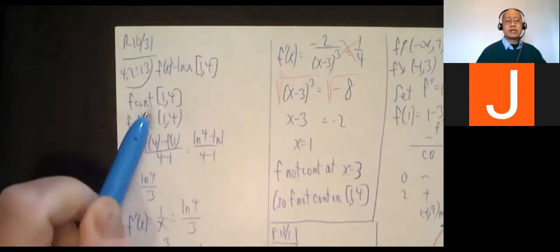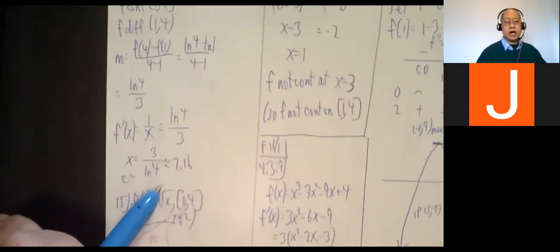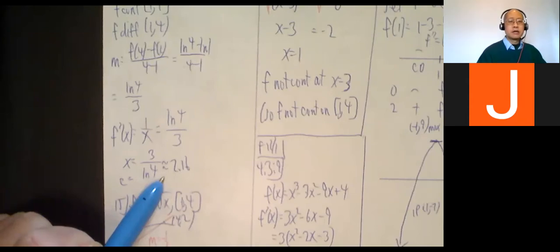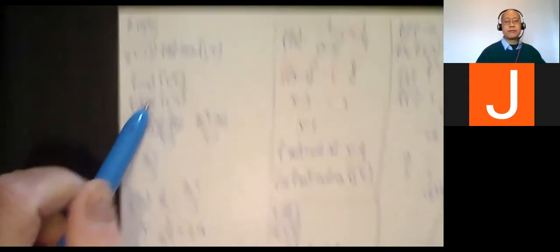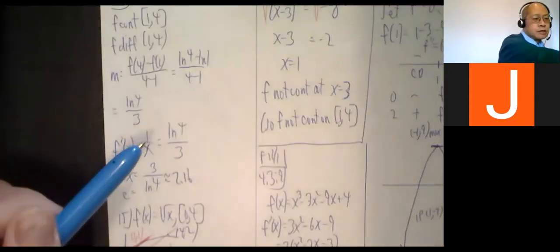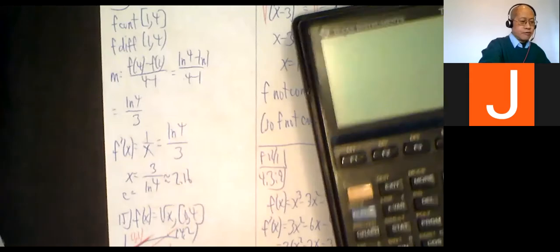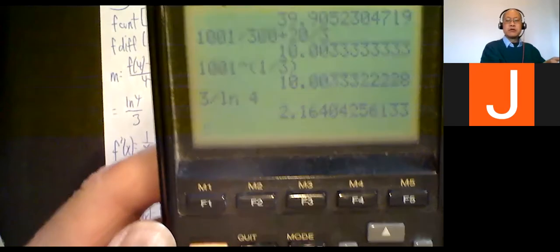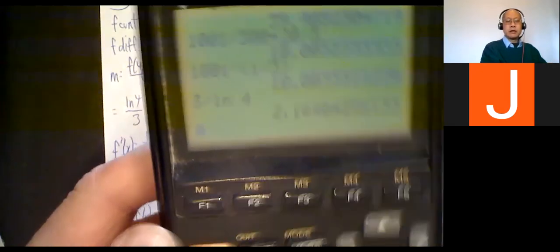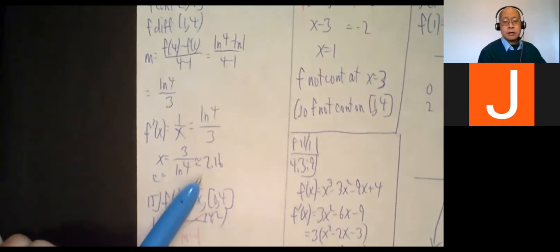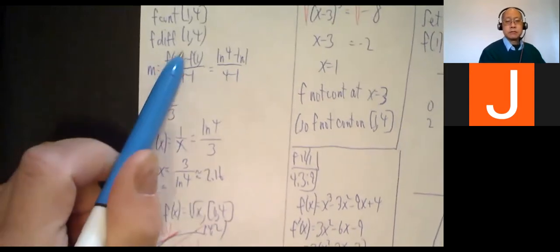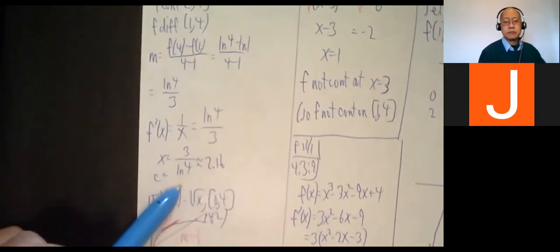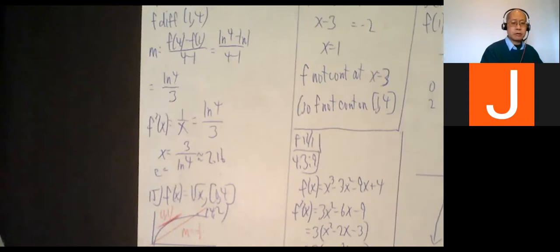And to just double check, is it between 1 and 4? I punch it on my calculator, it's about 2.16. Okay, and 2.16 is definitely between 1 and 4. Okay, so check that. 3 divided by ln 4. 2.16, and so on. Okay, notice it's not exactly in the middle. It doesn't have to be exactly in the middle, but just somewhere between the two. All right, so that's what's happening for that one.